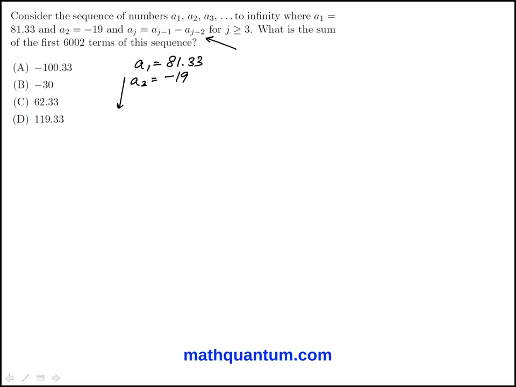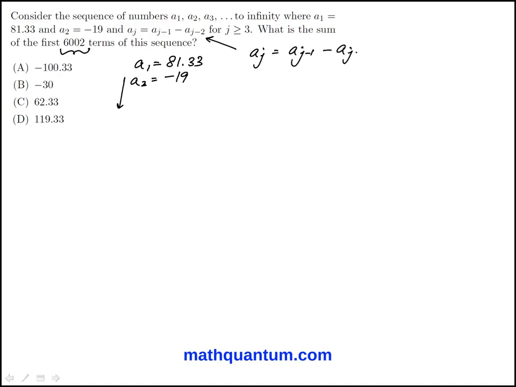And the way it's clear is that because they're asking for the sum of the first 6,002 terms, obviously they're not expecting you to be doing this by hand. So clearly, there has to be some form of a pattern. So we'll start with this recurrence relationship.